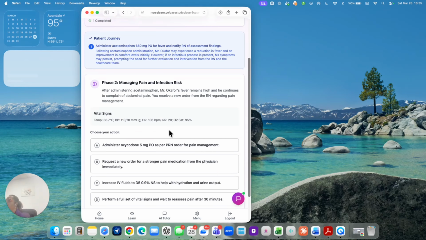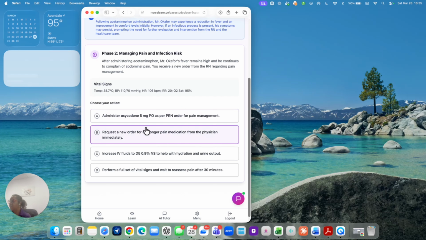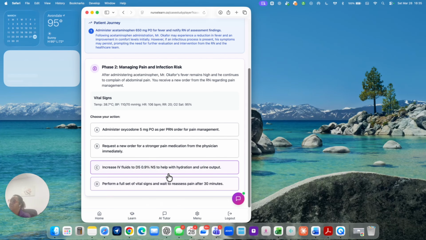Administer the oxycodone, request a new order for pain medication from the physician immediately, increase IV fluids to D5NS to help hydration and urine output, perform a full set of vitals, and wait to reassess pain after 30 minutes. Well, what do you think? I'm going to go ahead and give the pain medication. Let's see what it says.